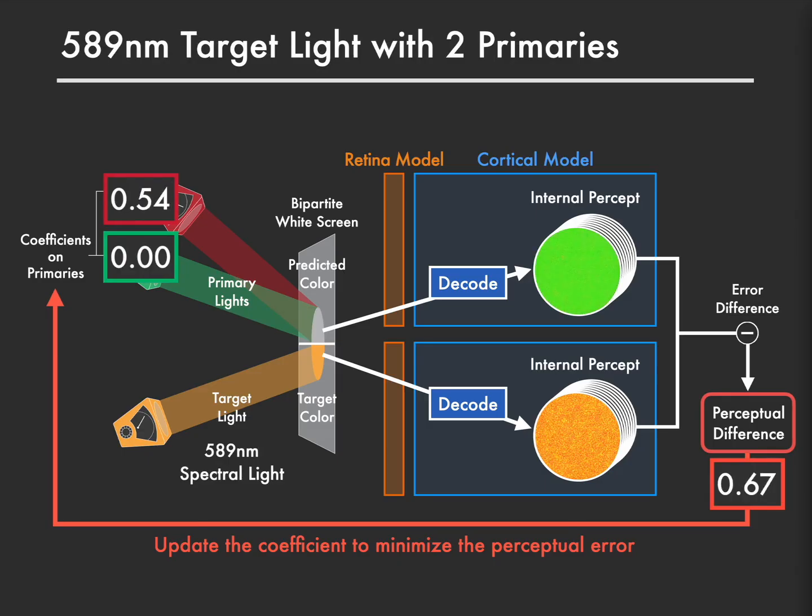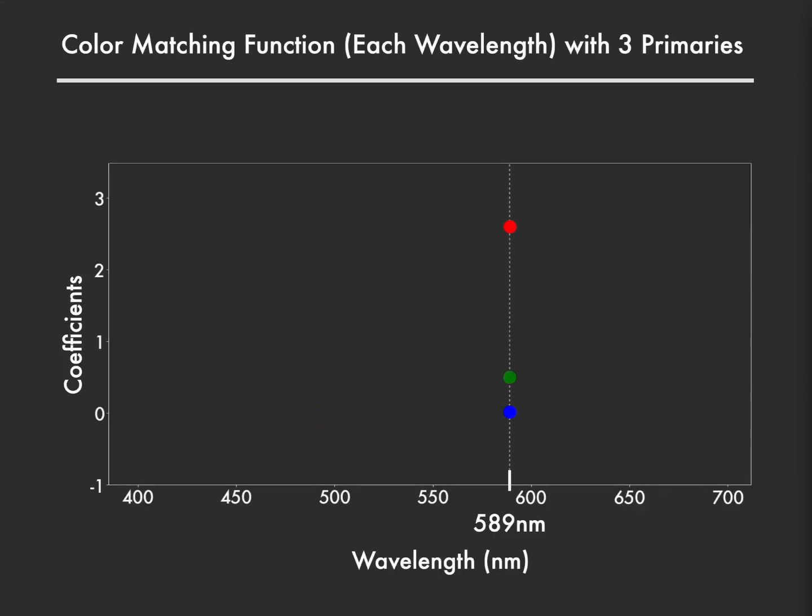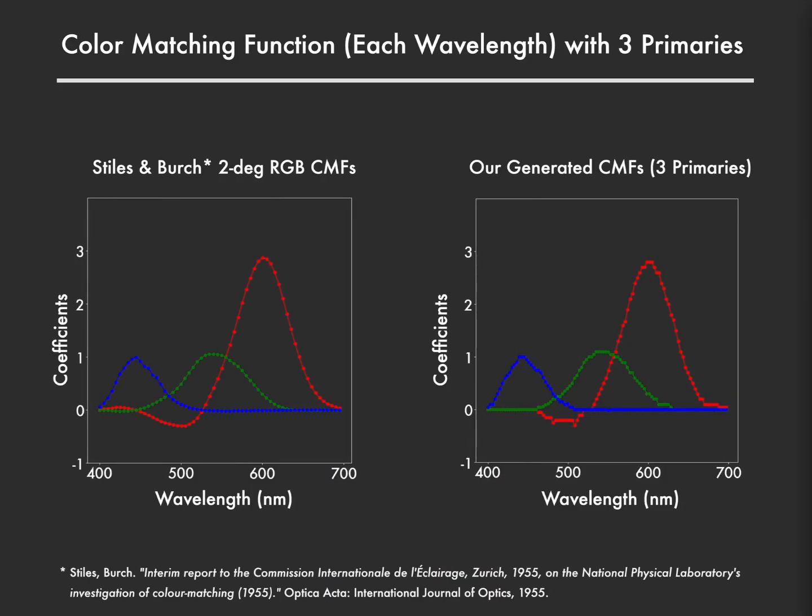Considering a trichromat observer, if we run this test with only two primaries, the error does not go down to 0, as you see in this example. But with 3 primaries, the error goes down to 0, as you see. These final coefficients actually define a slice of the color matching function at 568 nanometer target light. We repeat the same test a number of times, and it generates color matching functions. Our results match with Stiles and Burch on real human subjects.